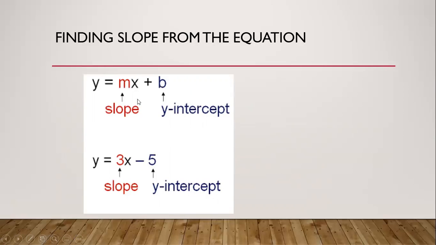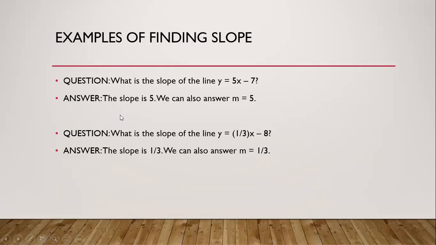That kind of tells you a similar idea. The slope is here. That's the slope. The slope is 3. All right. So we might have asked a question. What is the slope of the line y equals 5x minus 7? It's 5. How do I know that? Because that's the number next to the x. What is the slope of the line y equals 1/3 x minus 8? It's 1/3. How do I know that? Because that's the number next to the x.